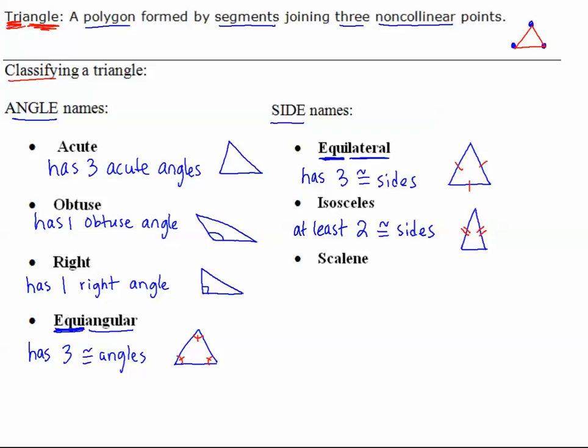Now notice the words at least, because it could have 3 congruent sides, which means it could be equilateral. An isosceles triangle can be equilateral. So I can have it like this because it has at least 2 congruent sides. Scalene has no congruent sides. So if I draw a scalene triangle, either I mark all the sides with different marks or with different measurements.